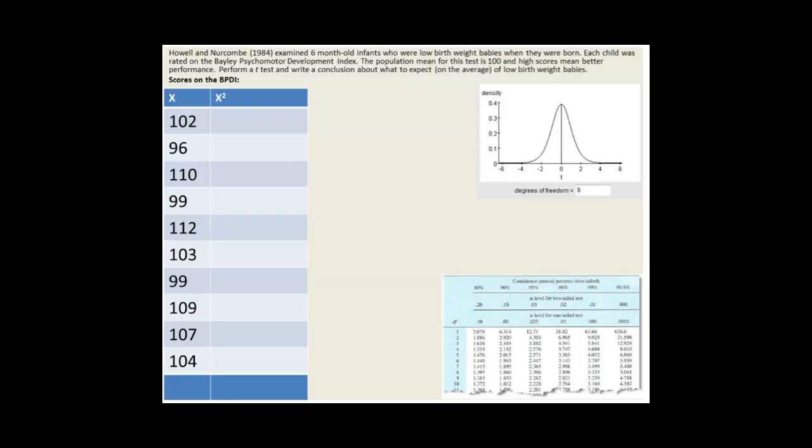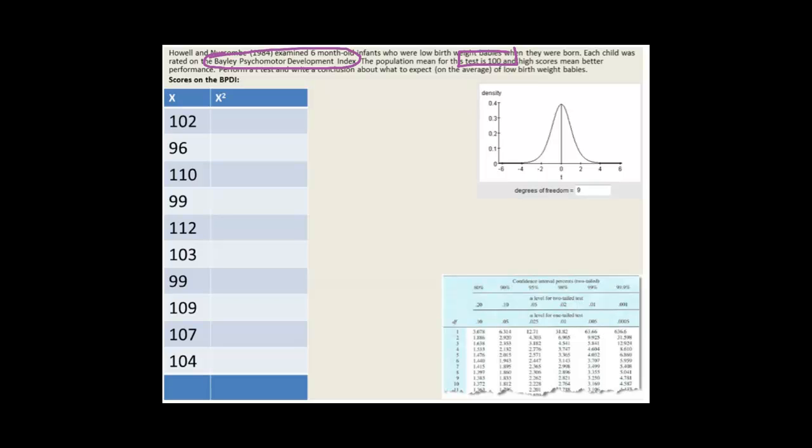All right, in this example, the data are from an old study, 1984, where the authors looked at 6-month-old infants who had low birth weights. Each child was measured using a particular development index, the BPDI. The population mean has been set at 100, and high scores generally mean better performance on the psychomotor development index. So we want to perform a t-test.